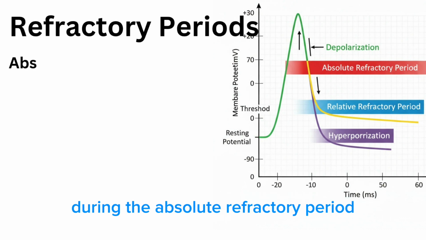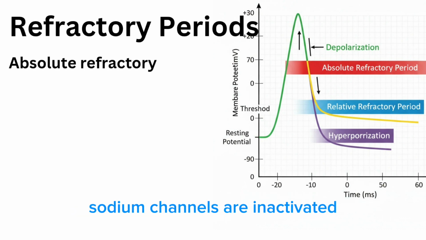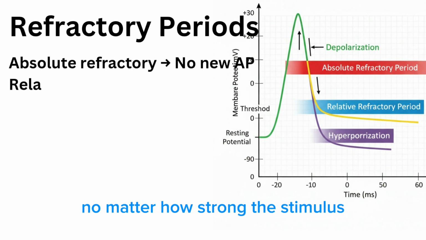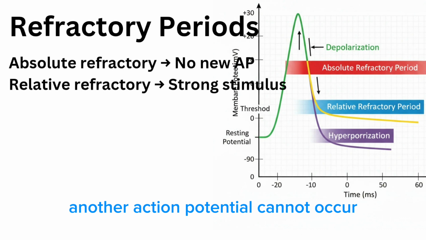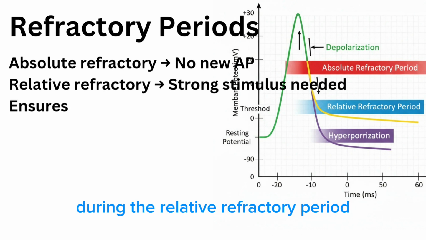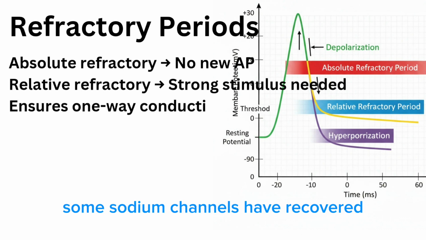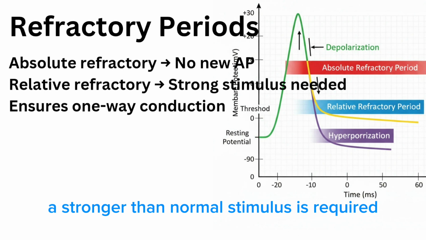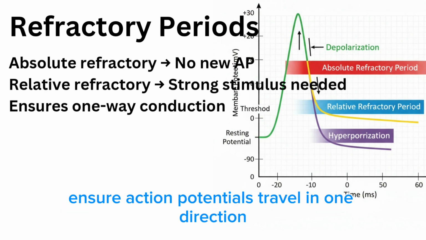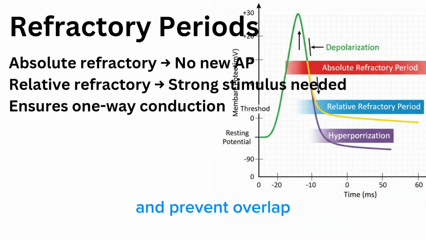During the absolute refractory period, sodium channels are inactivated. No matter how strong the stimulus, another action potential cannot occur. During the relative refractory period, some sodium channels have recovered. A stronger than normal stimulus is required. These refractory periods ensure action potentials travel in one direction and prevent overlap.